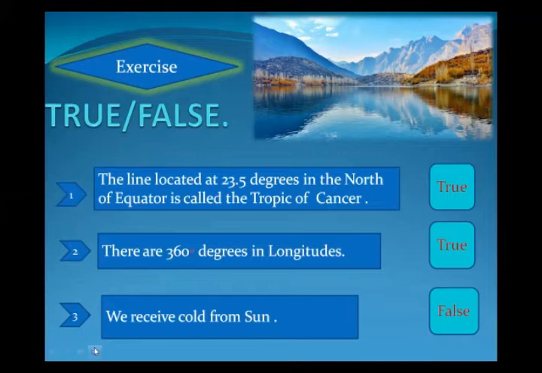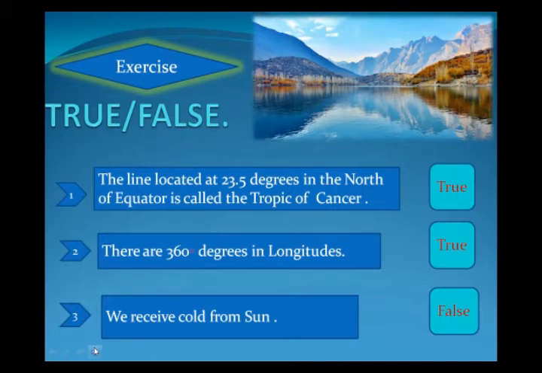And the first statement is, the line located at 23.5 degrees in the north of equator is called the Tropic of Cancer. Yes, this statement is true. The next is, there are 360 degrees in longitudes. Yes, this statement is also true.